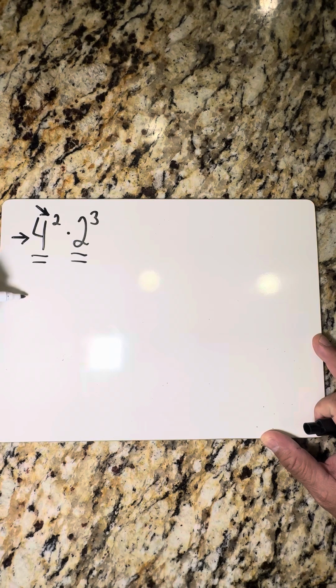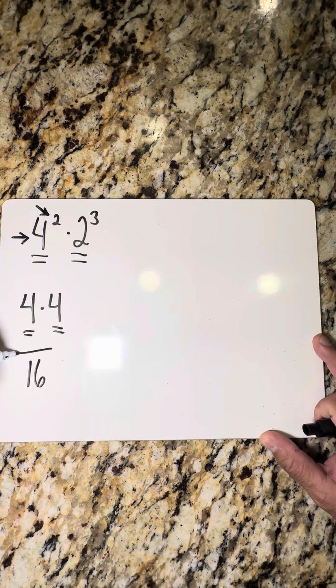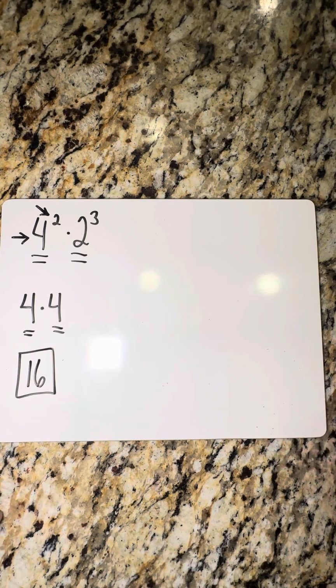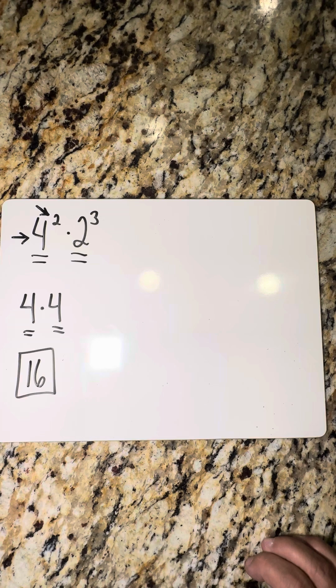So what does that mean for us? That means I'm going to use the number 4, which is the base number, and I'm going to multiply it with the same number. But how many times do we write 4 and then multiply? It all depends on the exponent. It says 2, so we write 4 twice and then we multiply. So 4 times 4 is 16. So 4 to the second power is converted into the value 16.